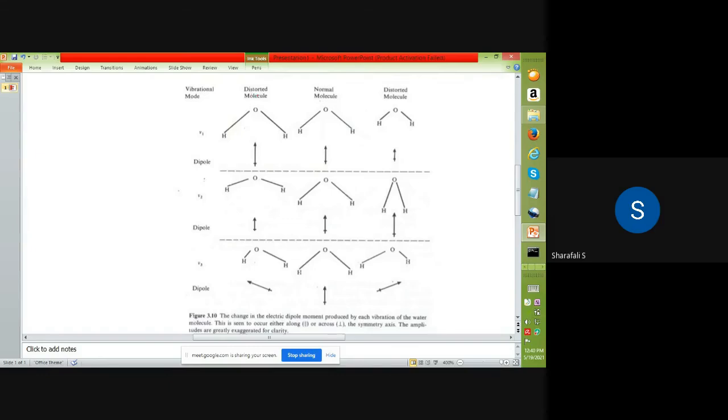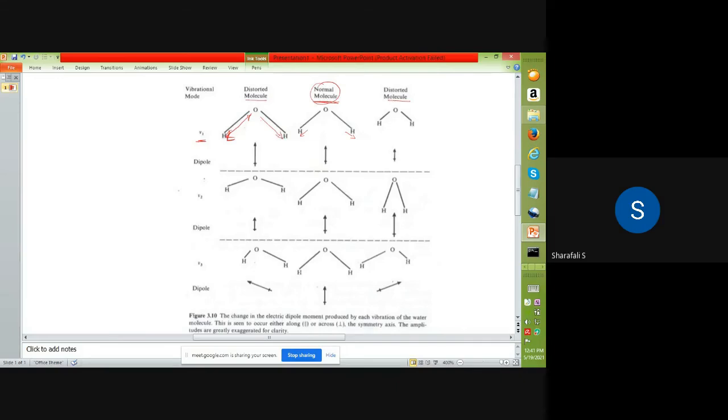So in this case, for example, if you consider this mu1, that is the symmetric stretching vibration of the water molecule. This is the normal molecule, and this is the distorted molecule. When you are having symmetric stretching, your hydrogen will move away from the oxygen's first position. So this bond length will be increased compared to the normal molecule. The bond length will get increased because of the stretching, as the hydrogen moves away from the oxygen.